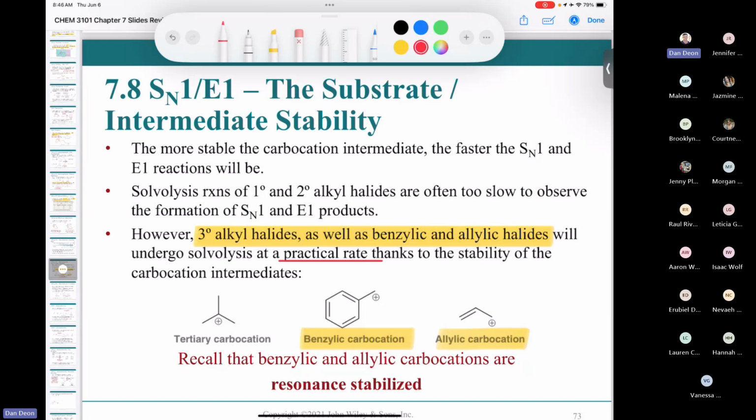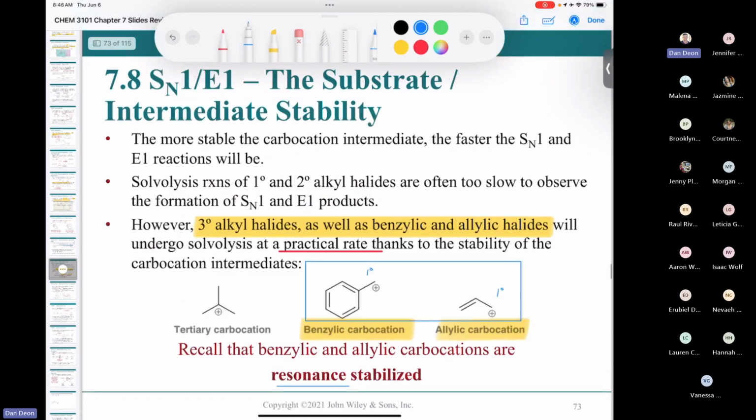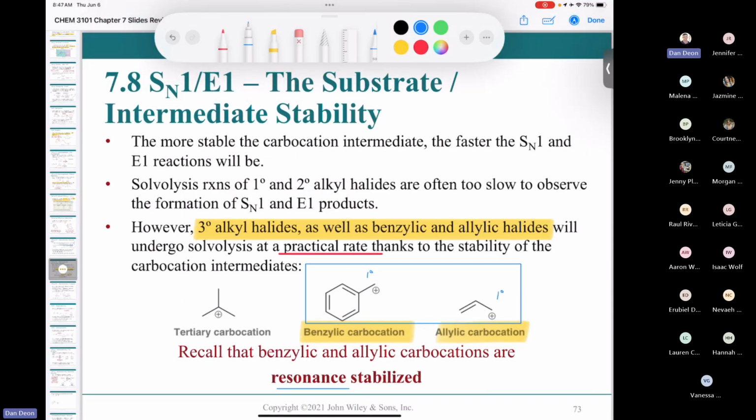So you have to remember that not only is a tertiary carbocation really stable, a benzylic and an allylic carbocation are also very stable. And you might be tempted to look at these and say, wait a minute, why? This is primary. This carbon is only attached to one carbon. This is only attached to one carbon. You're right. So what's the key? It's resonance. These two are resonance stabilized, and the two words go together, resonance stabilized. So since they're stabilized, they are also susceptible to SN1 and E1 reactions.